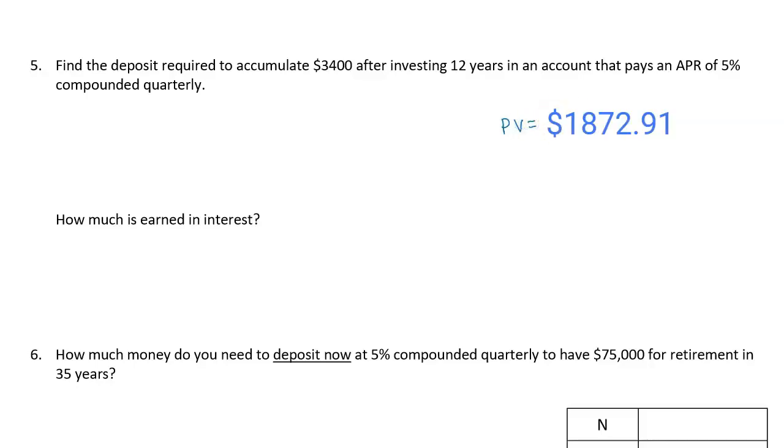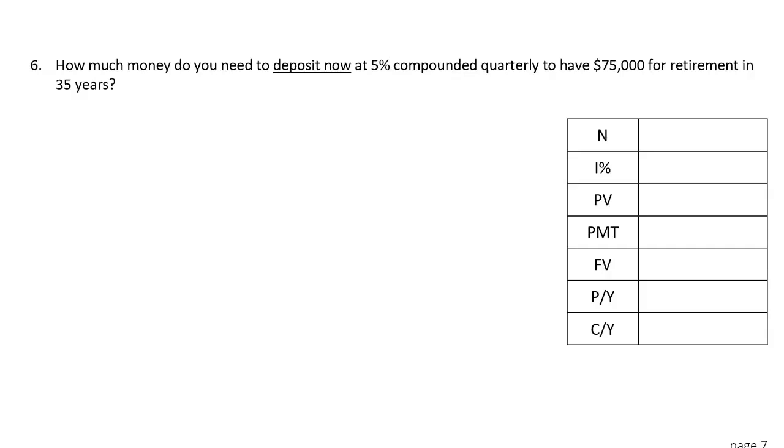The answer to 5, PV, is going to be $1,872.91. The interest earned will be $1,532.91. And the answer to problem 6 is going to be PV equals $13,175.19. And that formula is the compound interest formula that we learned. It's also called the lump sum formula, which we will refer to in our next section.